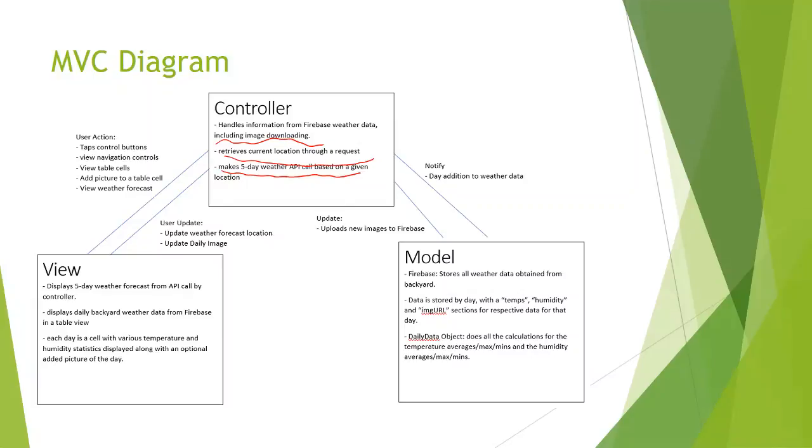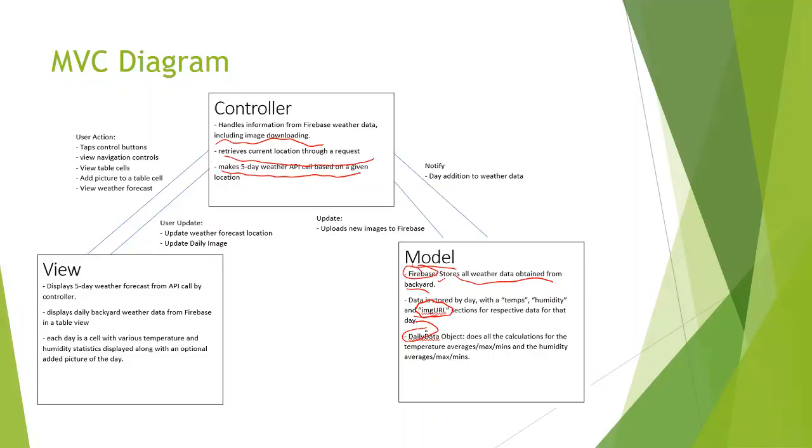We've also got our model here, which uses Firebase, and then we use the daily data object. Firebase just stores everything in a kind of dictionary from the Raspberry Pi that I have. It stores all the weather information, and then it also stores the image URLs.